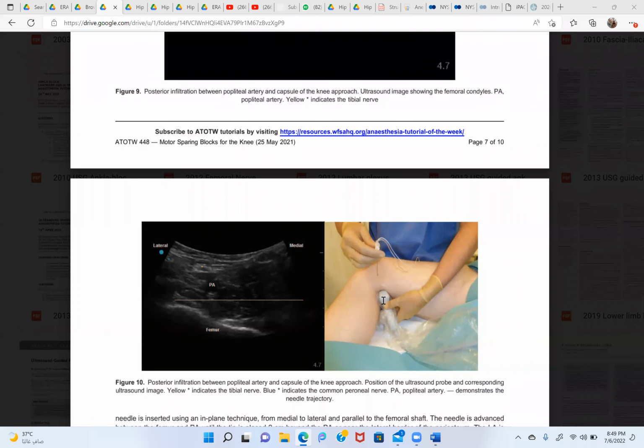Sir, it's in plane. Yes, and it's... Yes, you are right. The axis, a short axis, I believe. Yes, it is short axis. Okay. So it is in plane short axis.